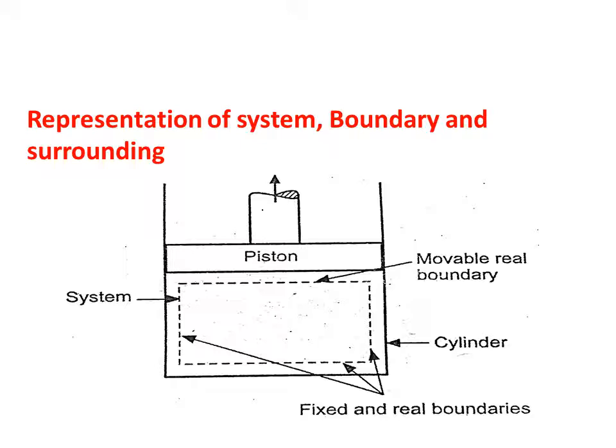This is a representation of system, boundary and surrounding. In order to understand the concept of system, boundary and surrounding, consider a piston cylinder arrangement as shown in the figure. In this case, there are three fixed and real boundaries formed by the inner surface of the cylinder and one movable boundary formed by the bottom surface of the piston. The gas contained in the cylinder enclosed by the boundaries is the system. All the matter and the space external to this boundary is known as the surrounding.